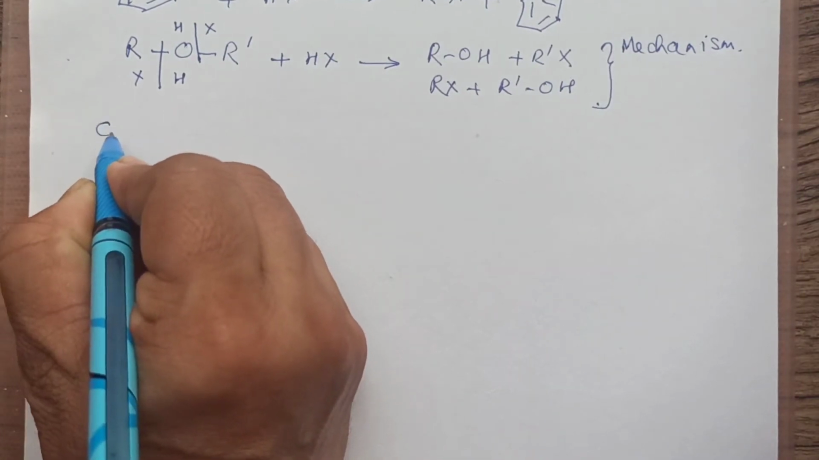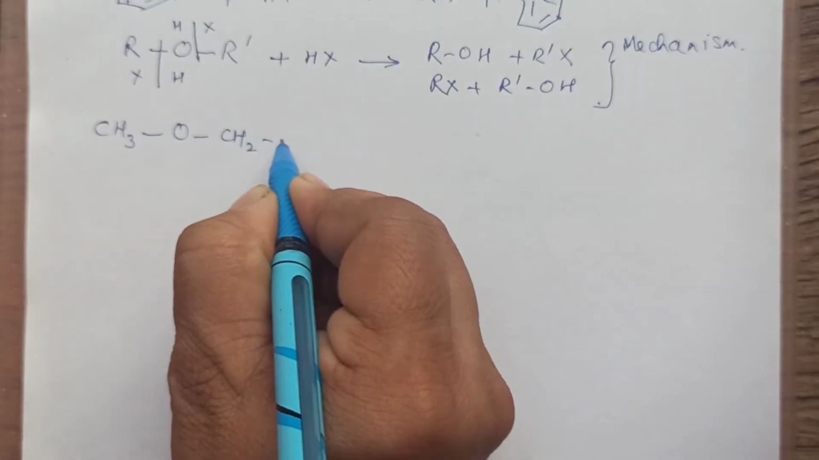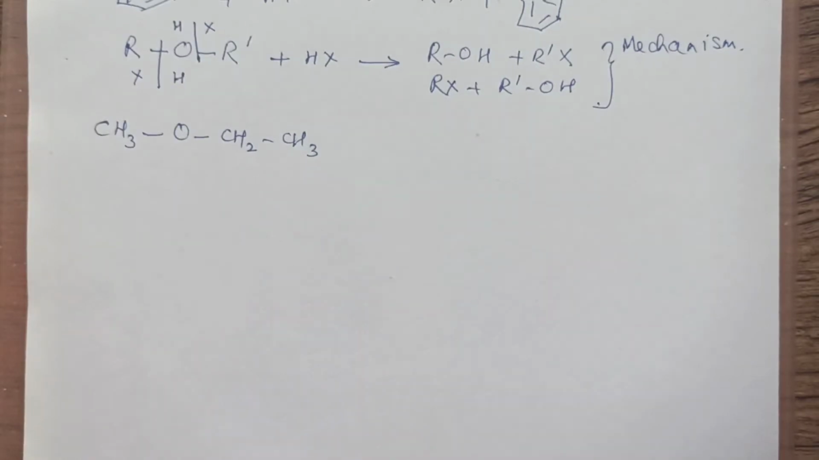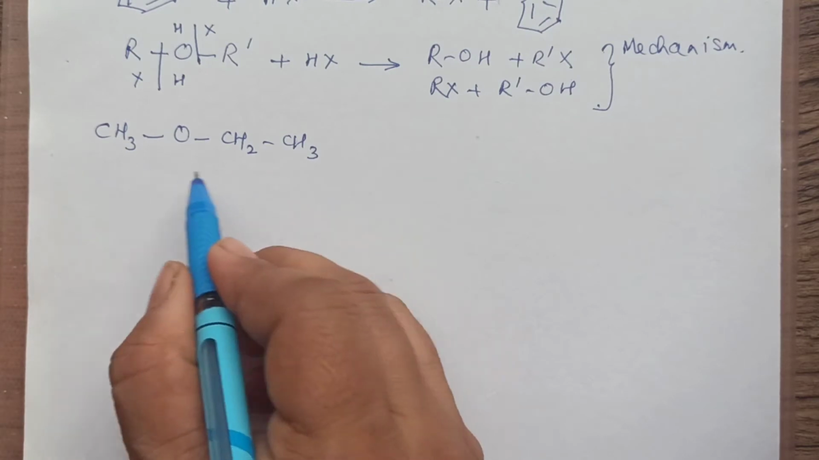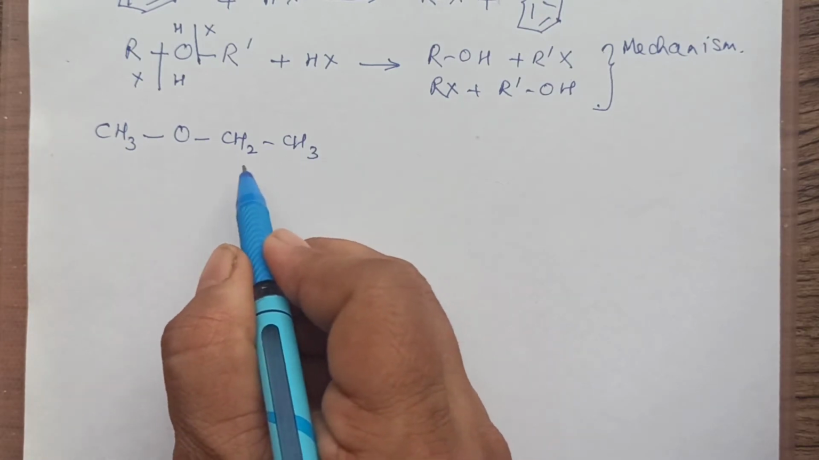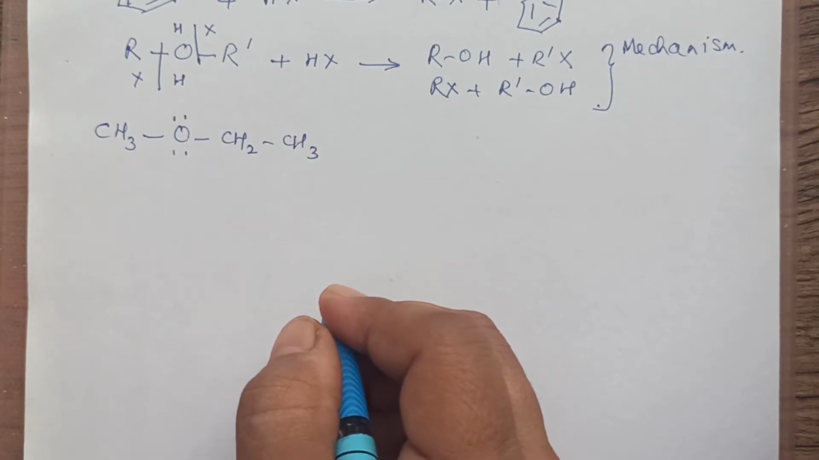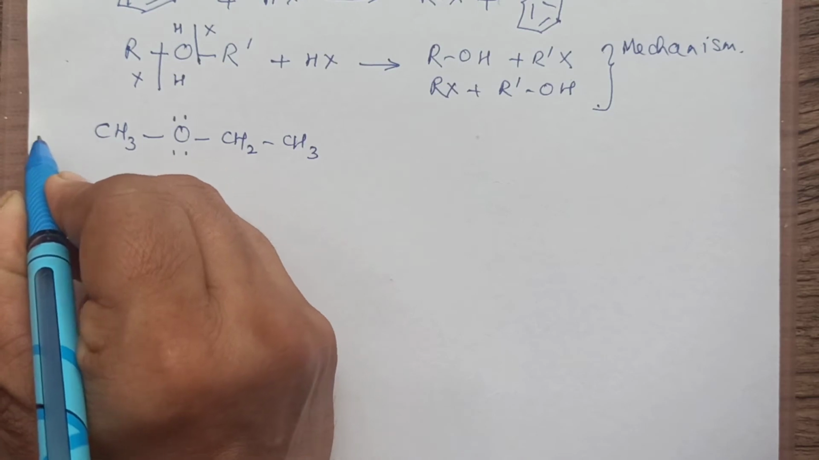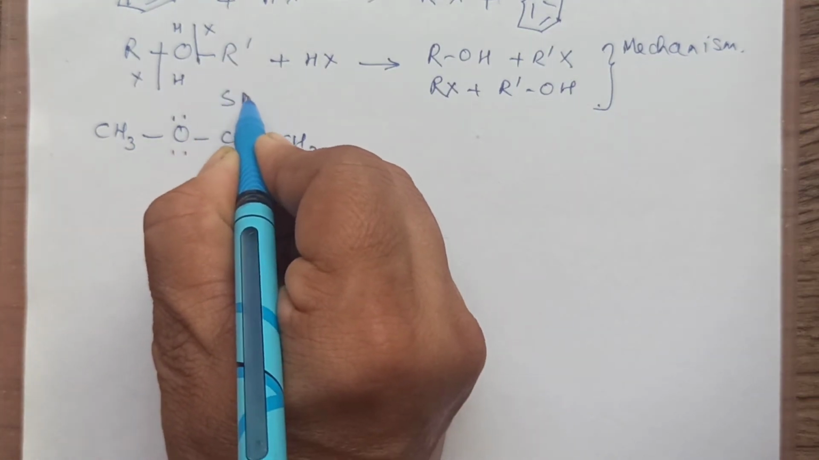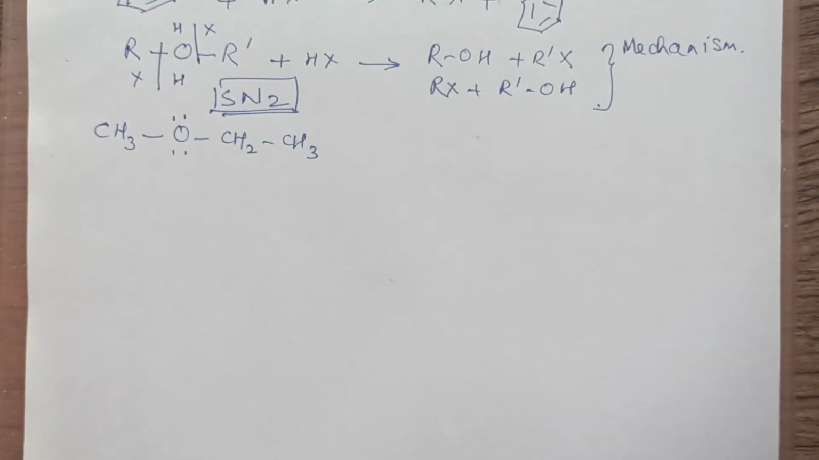Suppose I am writing here CH3O CH2 CH3. This is methoxyethane. On one side I have one carbon atom, a methyl group, and on the other side an ethyl group. Two lone pairs of oxygen are present here. Now we should know what mechanism is involved. The mechanism it follows is SN2, which means a one-step mechanism.